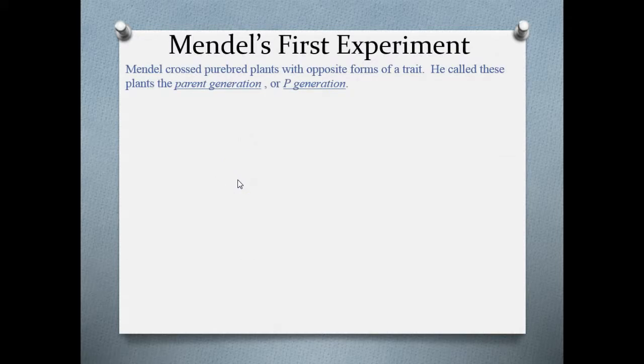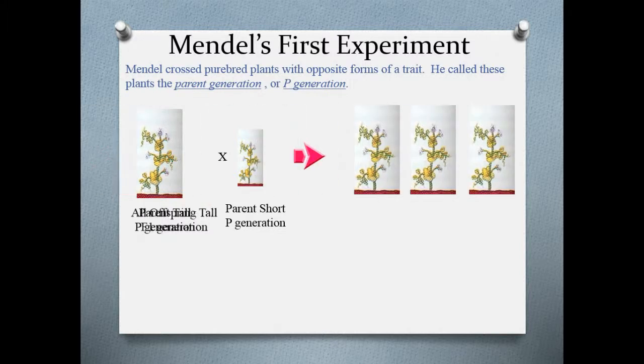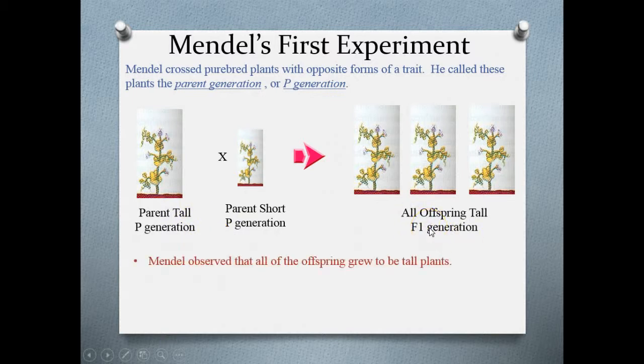Mendel crossed purebred plants with opposite forms of the trait. He called these the parent generation, or the P generation. So he took one tall parent and one short parent, and then he looked at the offspring that grew from those seeds. All of the offspring that grew were tall. This was called the F1 generation. So we have the parent generation and the first filial generation. None of the offspring plants resembled the short parent plant.